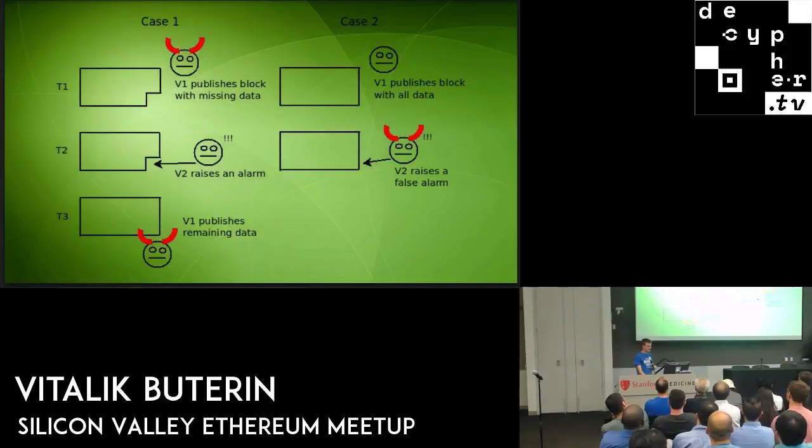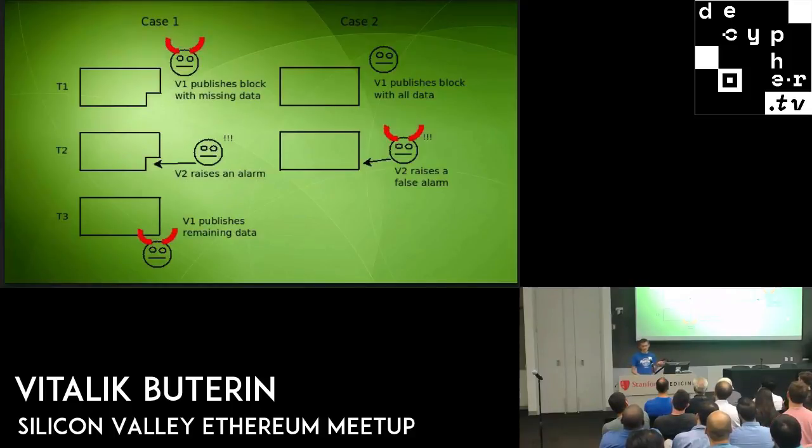Now here's case two. Validator v1, who in this case no longer has horns, publishes a block, and the block actually does contain all of the data. At time t2, validator v2, the challenger, who is now evil, raises a false alarm. So basically says, look, this data is missing, when it's actually there. At time t3, in this case, validator v1 just does nothing.